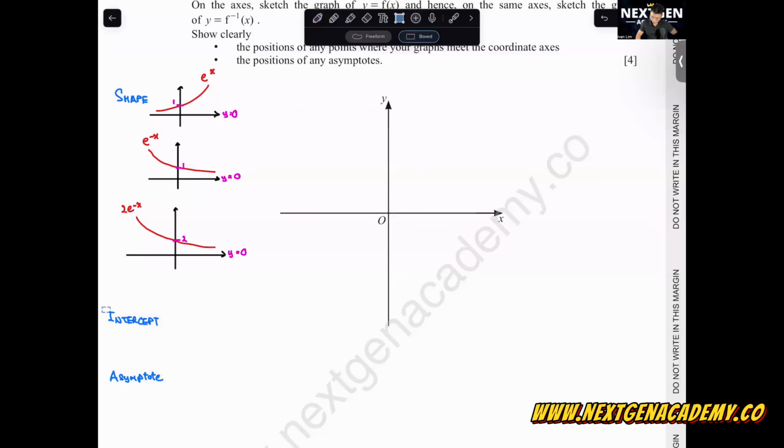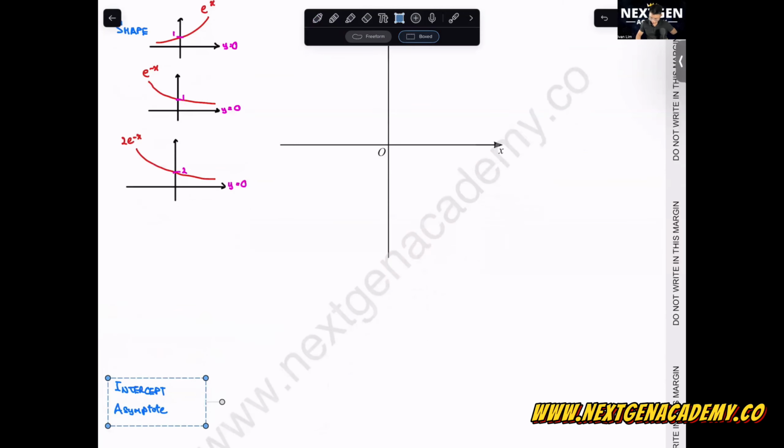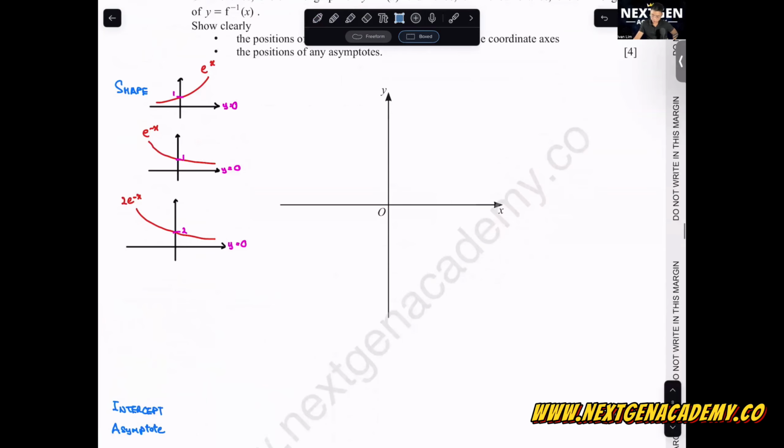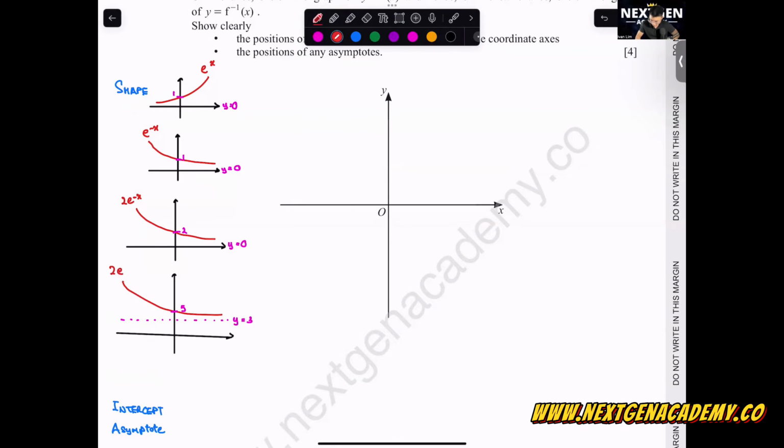Then the final one: plus 3. Plus 3 means the entire graph shifts up by 3. So what will be affected? The entire graph shifts up by 3. Your asymptote also moves up by 3, so this one becomes y equals 3. Here, 2 plus 3 becomes 5. So this is 2e to the power of negative x plus 3.